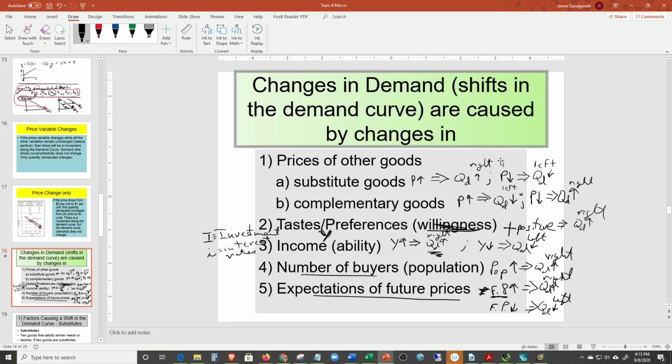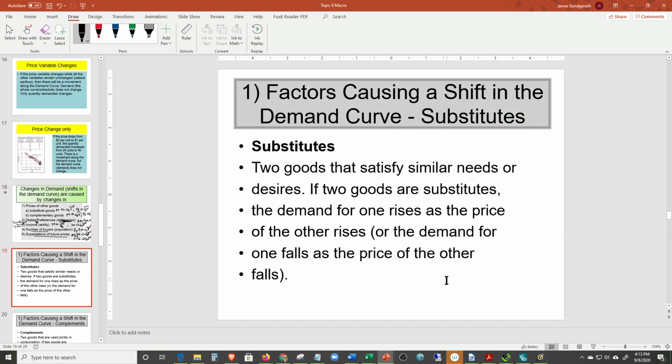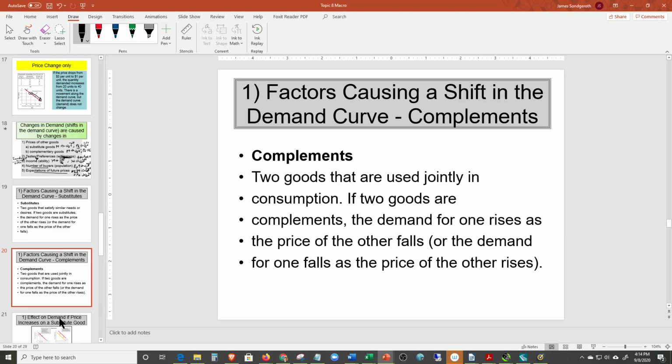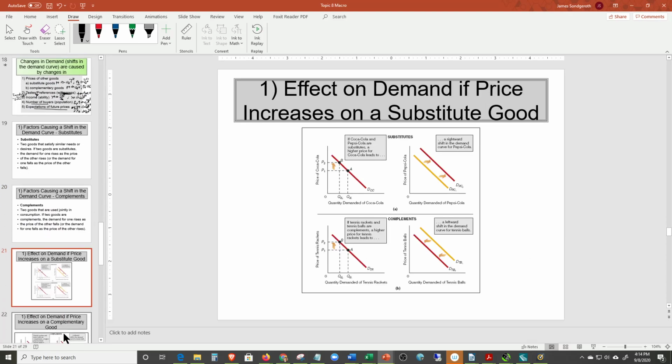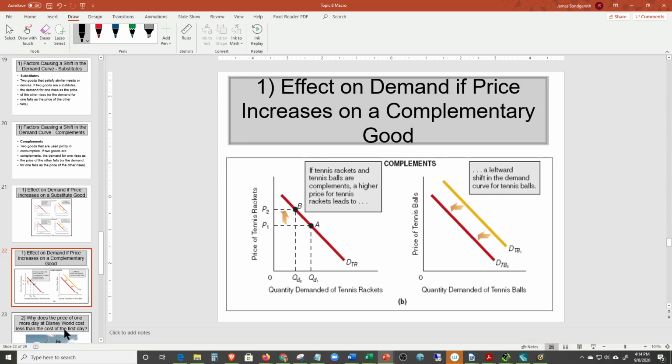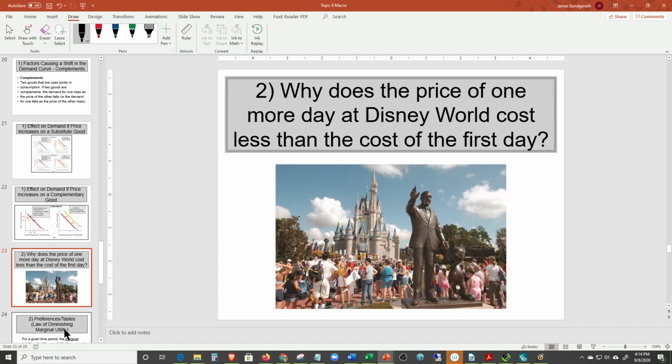Hey, I think we worked through all of those. And now as we work through the rest of these, they talk about substitutes here, at least this slide does. And they talk about complements, and we talk about the effect on demand if the price increases on a substitute good and on a complementary good. And we talk about taste and preferences here, I believe, and put it in terms of what happens.